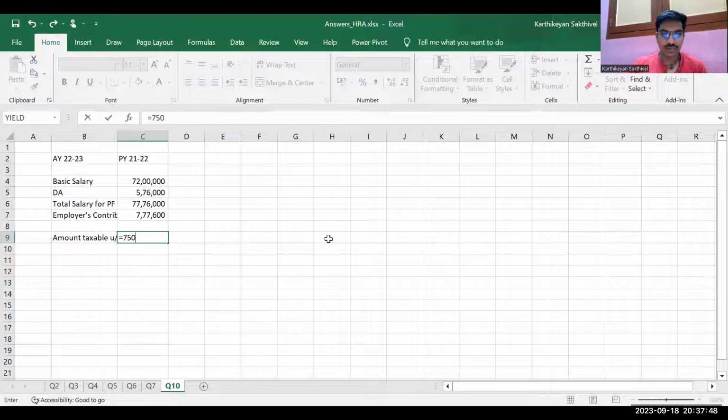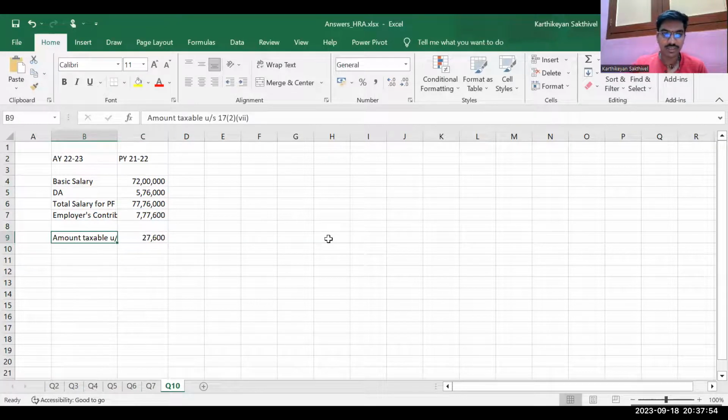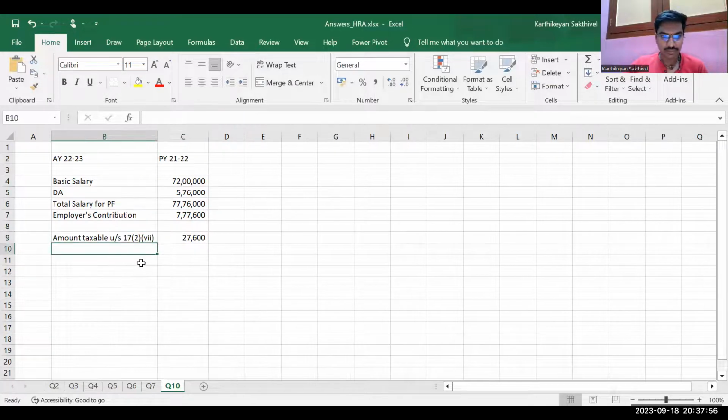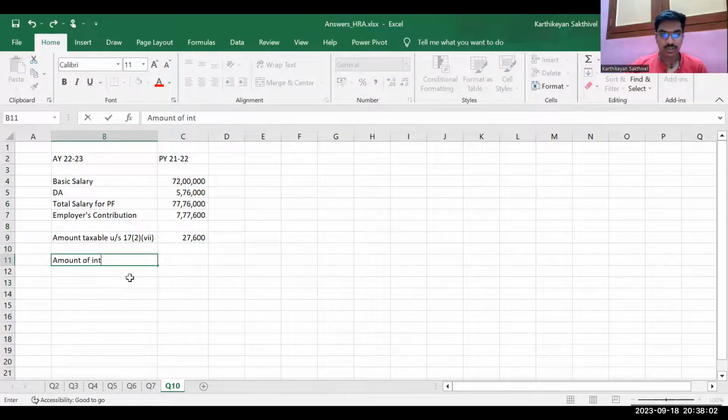Basically, it is 7.77 minus 7.5 lakhs. Correct? So this amount is taxable. Is the basic taxable? Is it right? Are you getting the same answer? Yes, sir. Amount of interest which is taxable.